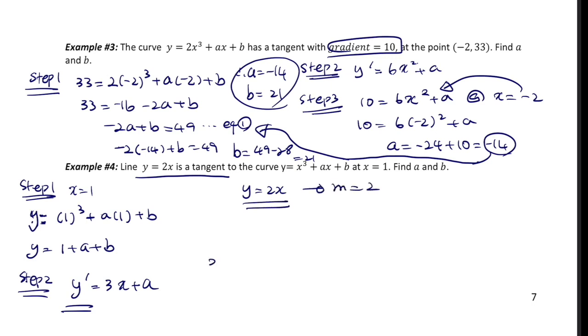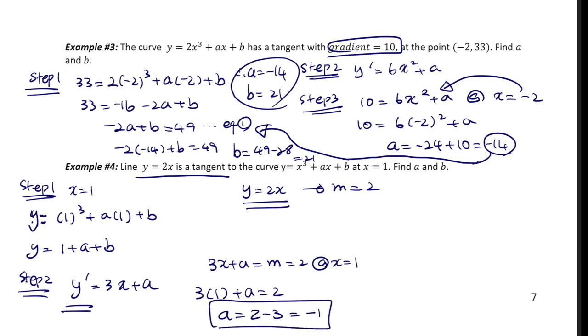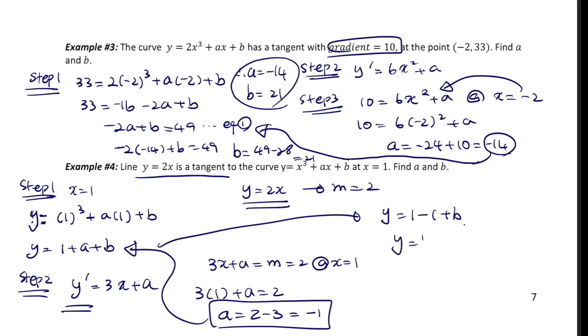Then we can say 3x plus a is equal to slope and is equal to 2 when x value is equal to 1, right? Then we can say 3 times 1 plus a is equal to 2. Then a is equal to 2 minus 3. Then we know that a value is equal to negative 1. Then substituting a equals negative 1 into this first equation will give us the information y is equal to 1 minus 1 plus b, and then y is equal to b.